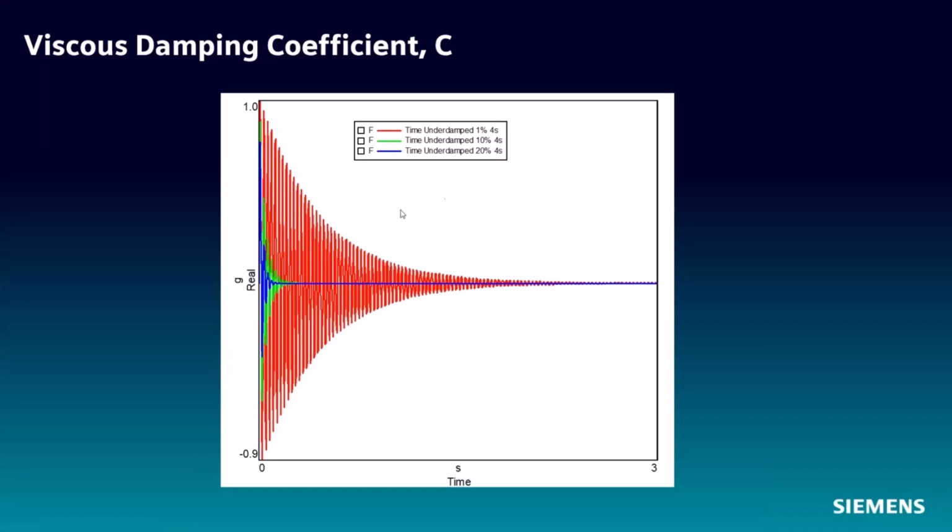The funny thing is, this is percent critical damping, or the zeta value. We'll talk about that in a second. Each one of these traces was generated with the same damping coefficient. So that's something that's important to understand. You can have the same damping coefficient, but depending on the mass of the system, if you vary the mass, you can get very different percent dampings in a result.